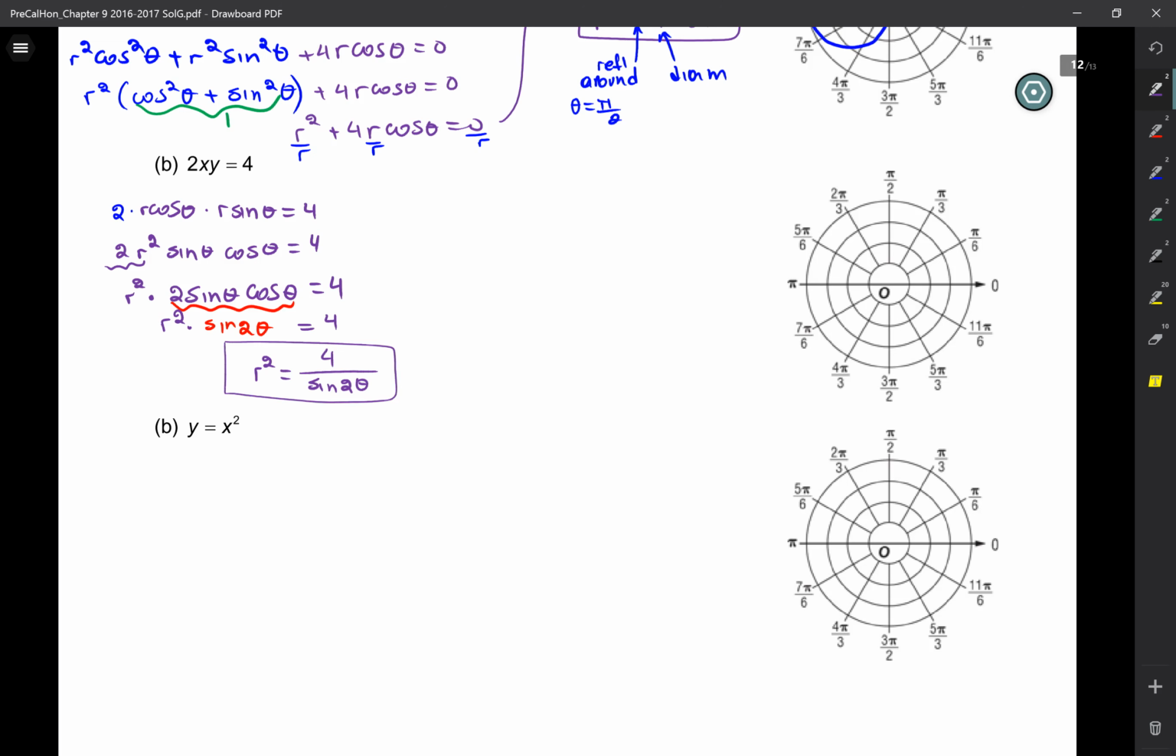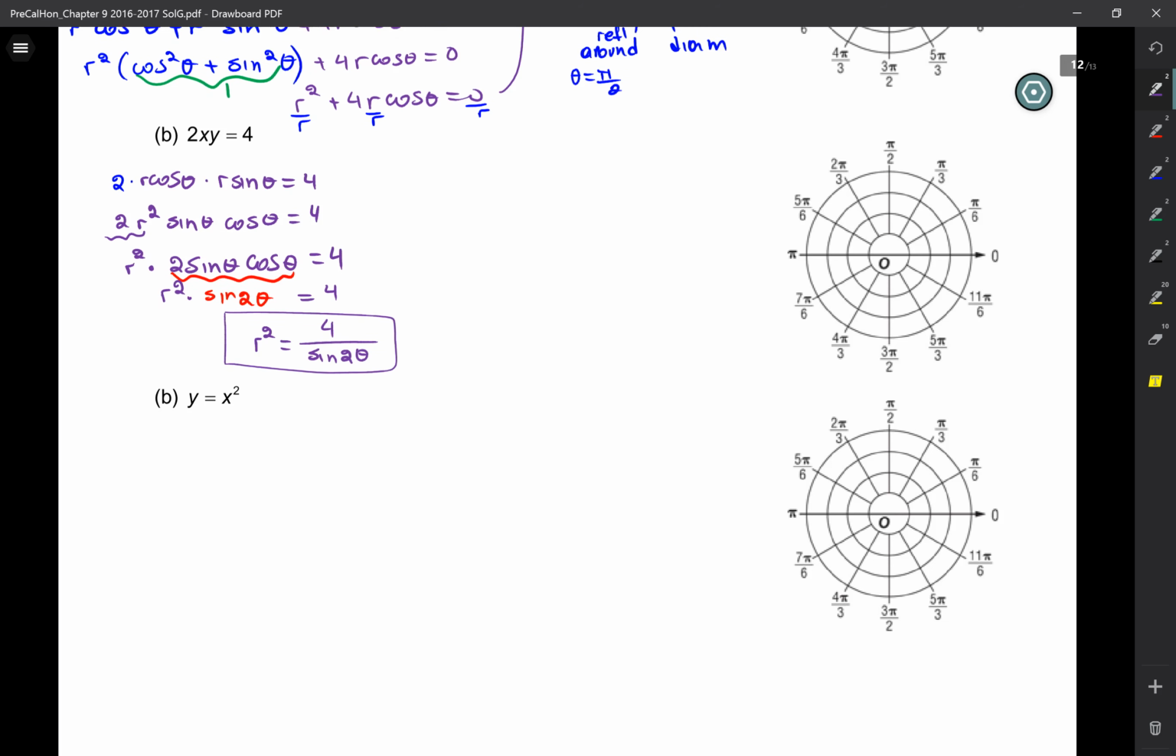Okay? Now, more often, this is written as, 4. Now, what's 1 over sine? Cosecant 2 theta.